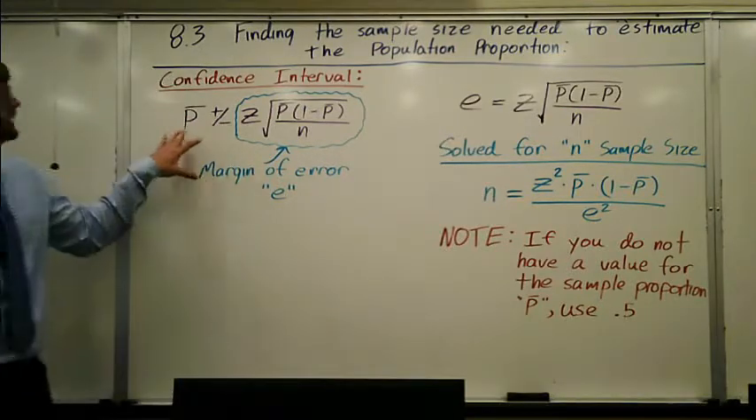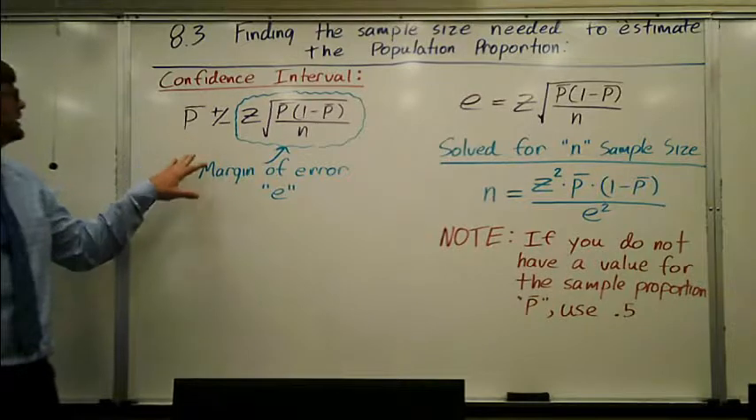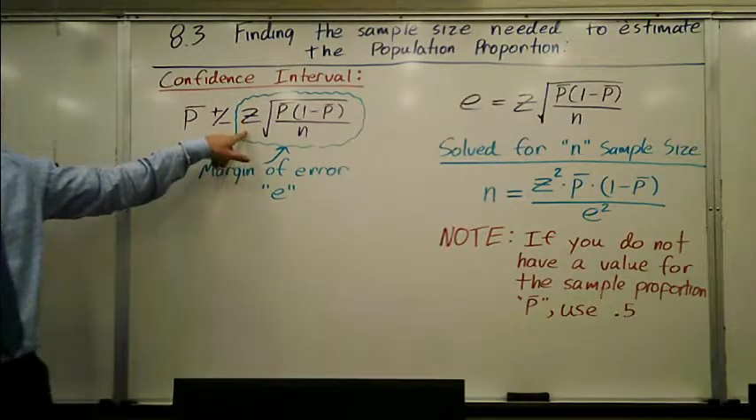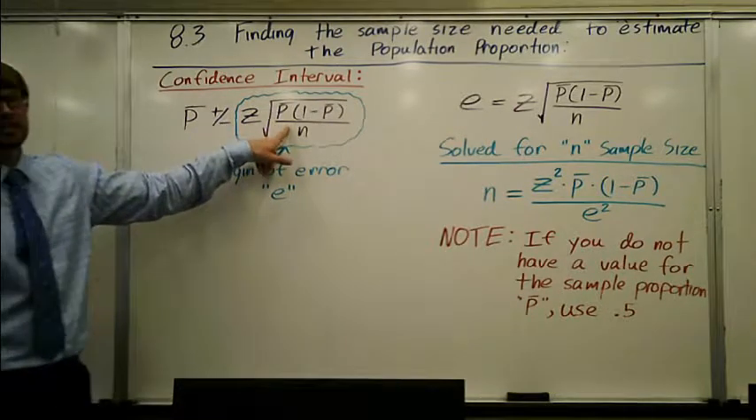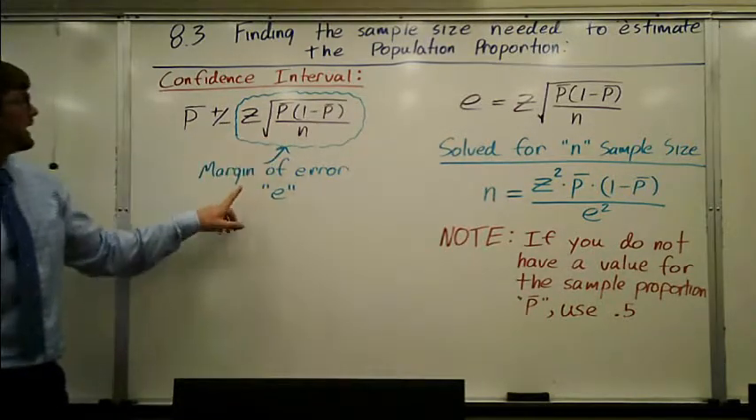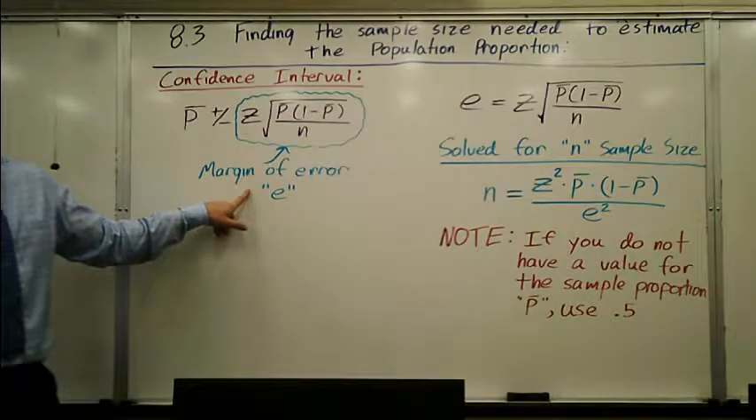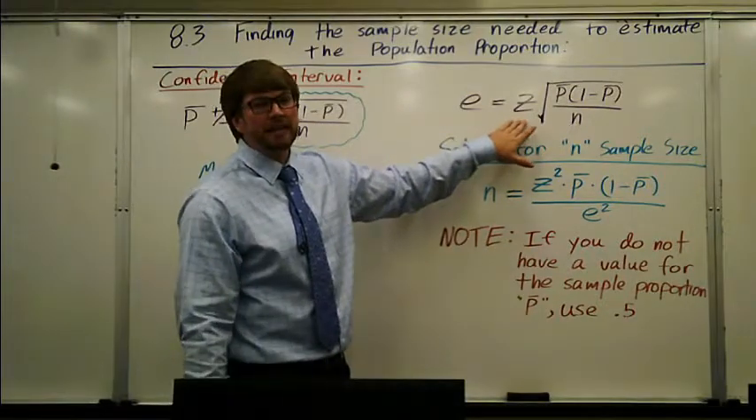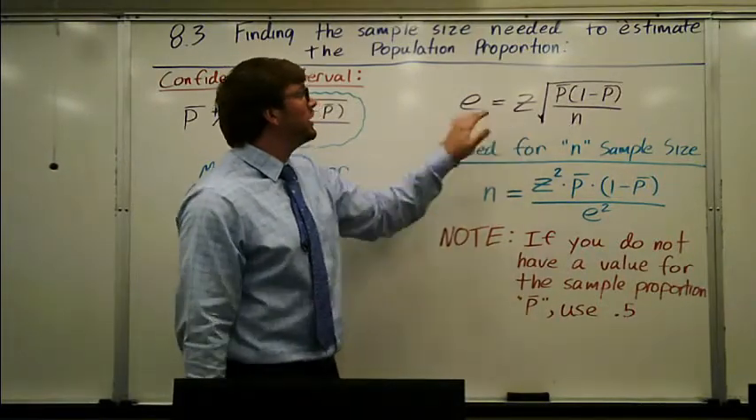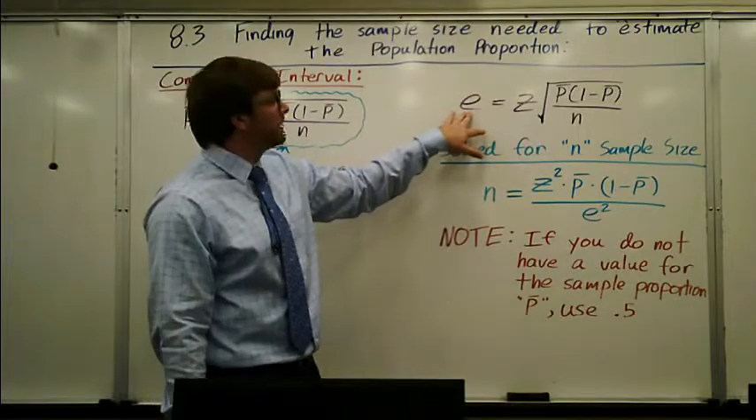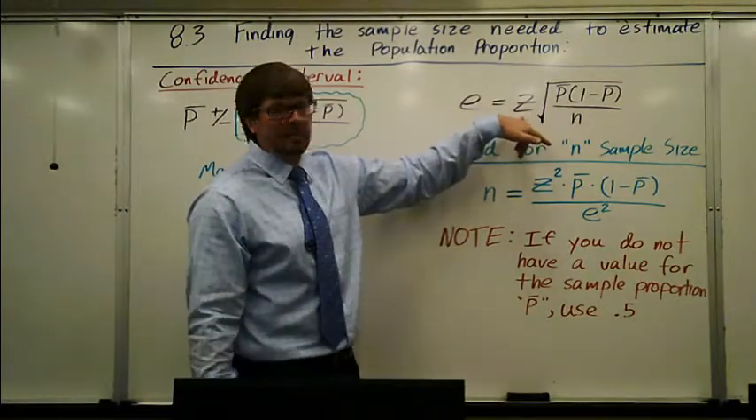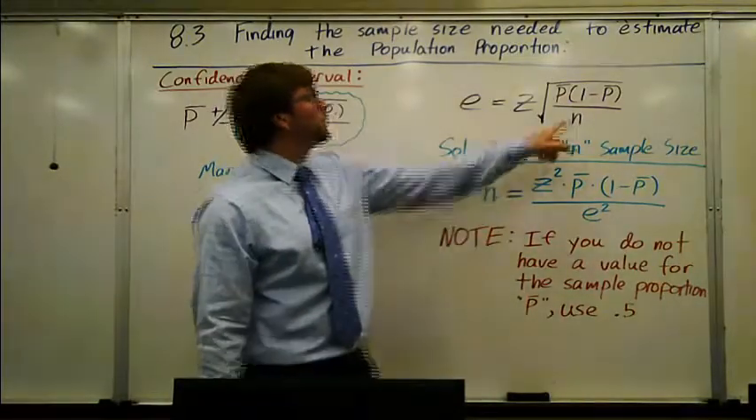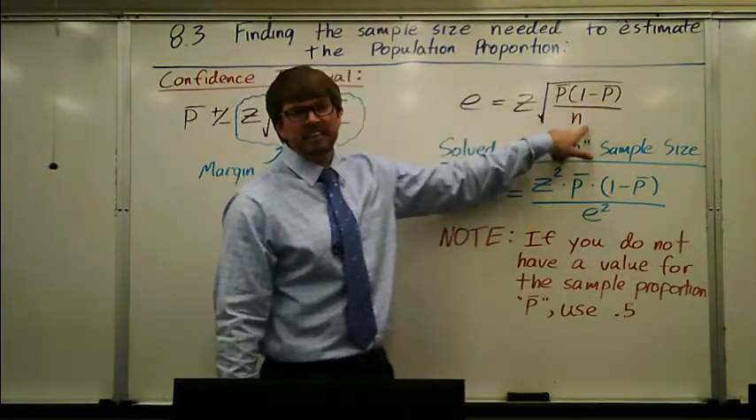Now, of course, the confidence interval for a population proportion was the point estimate plus or minus this z-critical value multiplied by the standard deviation of the proportion. And recall, that is the margin of error. So basically, your margin of error is equal to that quantity right there. And once again, we're going to be given a desired margin of error, a z-value based on a confidence level, and then hopefully we're going to know a sample proportion, and we want to find the sample size necessary.